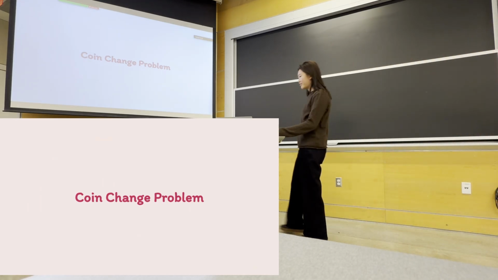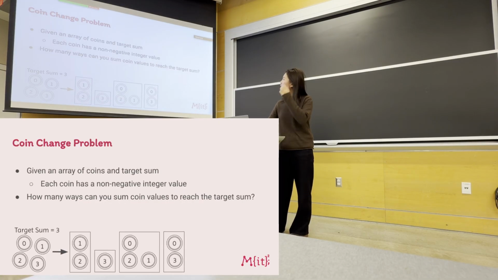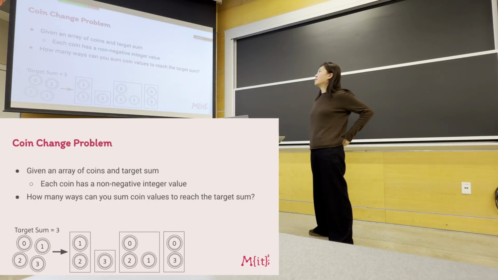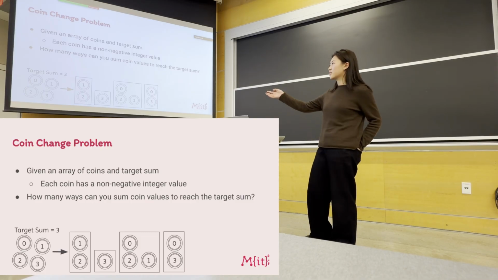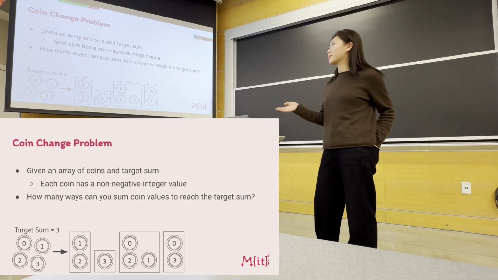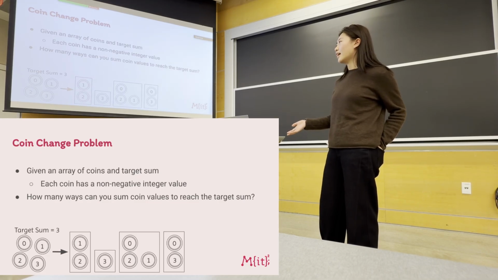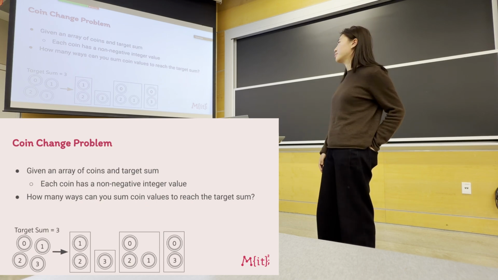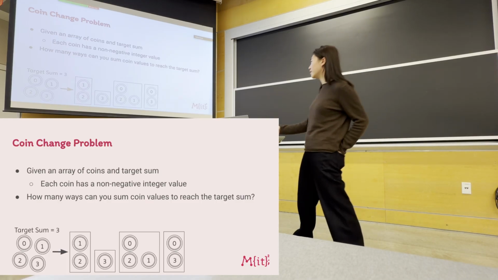Okay, so another very classic DP problem is the coin change problem. And the problem is pretty simple. Given an array of coins and a target sum, each coin has a non-negative integer value. How many ways can you sum coin values to reach the target sum? So basically in this example, our target sum would be 3, and we have coins 0, 1, 2, 3. And there are 4 ways to make it. We can choose 1, 2, or 3, 0, 2, 1, or just 0, 3.